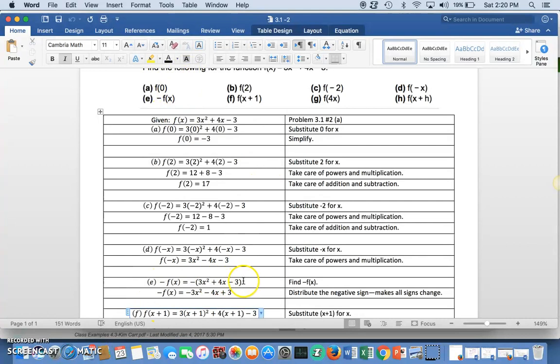In E, you're trying to make f of x, the entire thing, negative. So you just put a negative in front of the function, so it's like distributing a negative all the way through. It becomes a -3x squared, a -4x, and a +3.